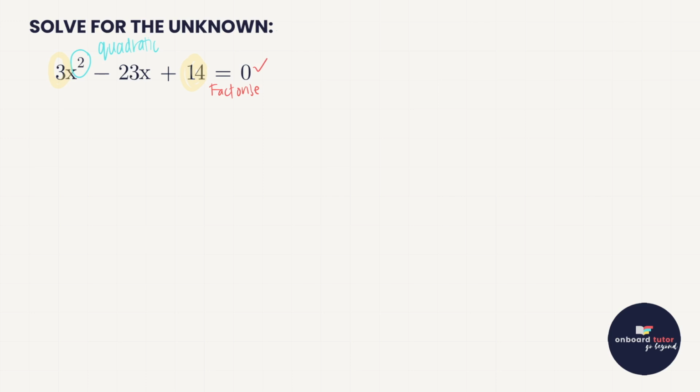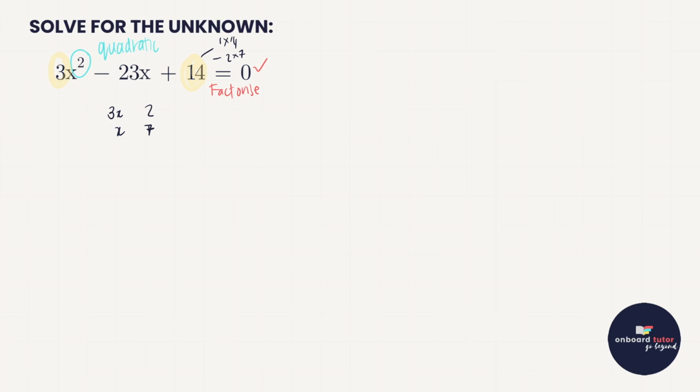So what we do is we ask, what multiplied by what would give us 3x squared? 3x multiplied by x would do that. And then we choose a factor pair that would make up 14. It would either be 1 times 14 or 2 times 7, and it doesn't matter which one you choose. If it doesn't work out, you go and try the next one. So let's try 2 times 7 and see if we have any luck there.